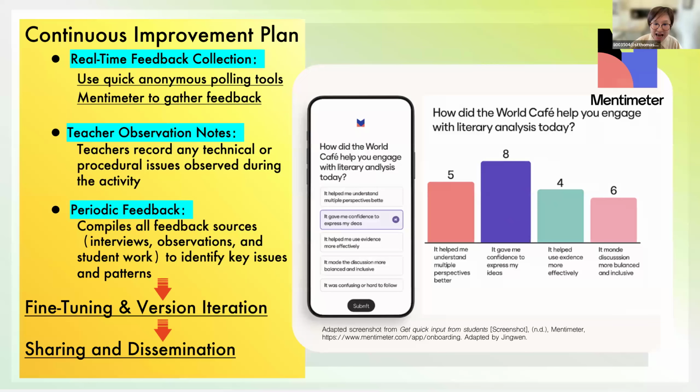At the same time, teachers would keep observation notes to document any technical or procedural issues that arise during the activity. Periodically, we will compile all sources of feedback, including interviews, observations, and students' work, to identify recurring themes and areas for refinement. These insights will guide ongoing fine-tuning and version iteration of the teaching model, ensuring it remains responsive to classroom reality. And finally, these findings and refined materials will be shared with other educators, promoting collaboration and wider dissemination of effective practices.